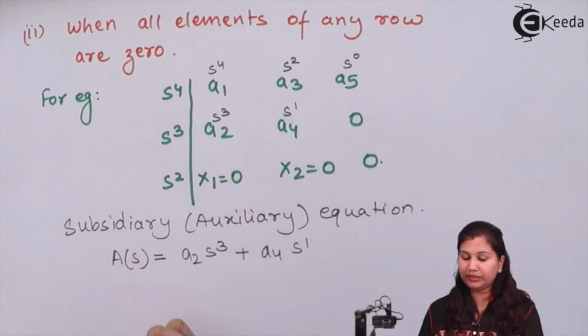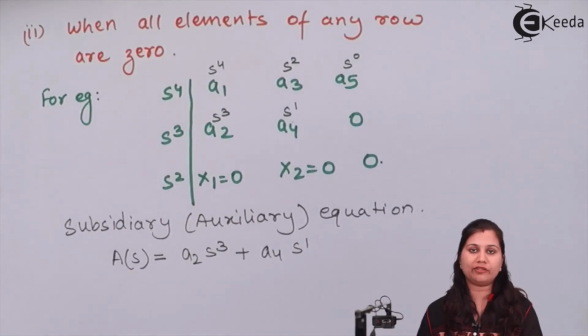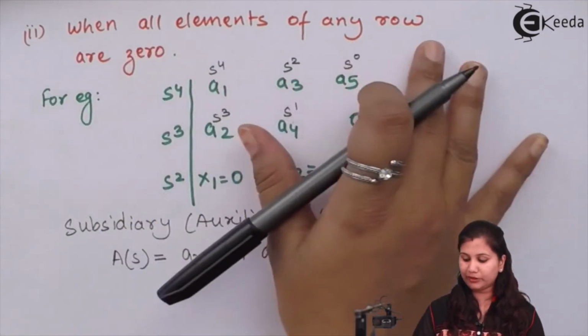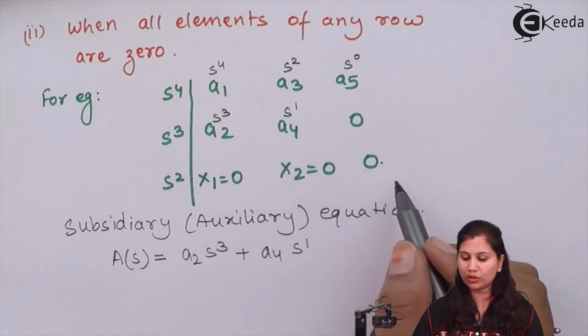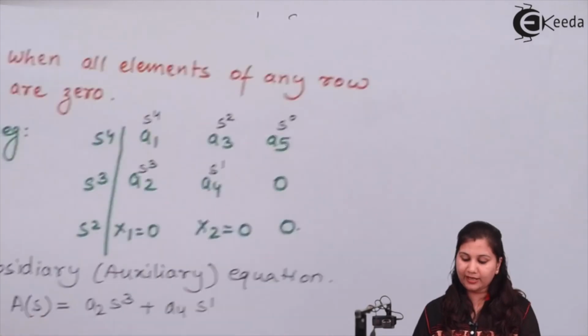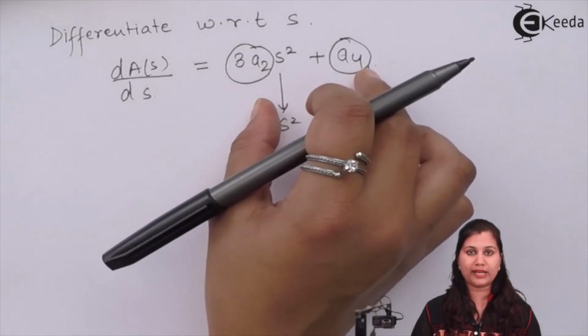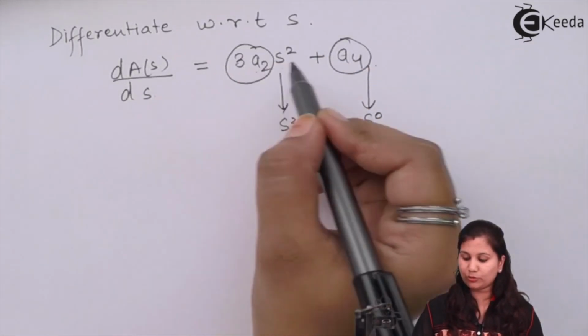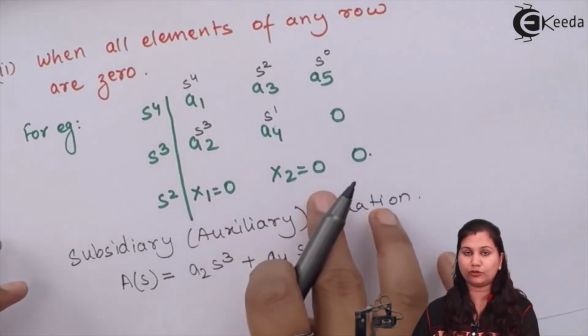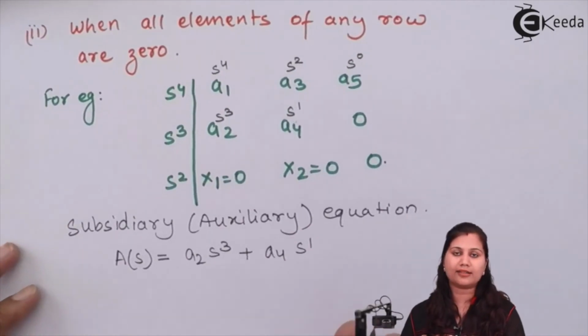We will build the rest of the Routh array, and then we will check the number of sign changes in the first column of the Routh array. So when you get the situation that all the elements of a row are coming out to be 0, then form the subsidiary or the auxiliary equation and then differentiate with respect to S, and then use these coefficients in the Routh array where you have obtained 0, and then repeat the last procedure.